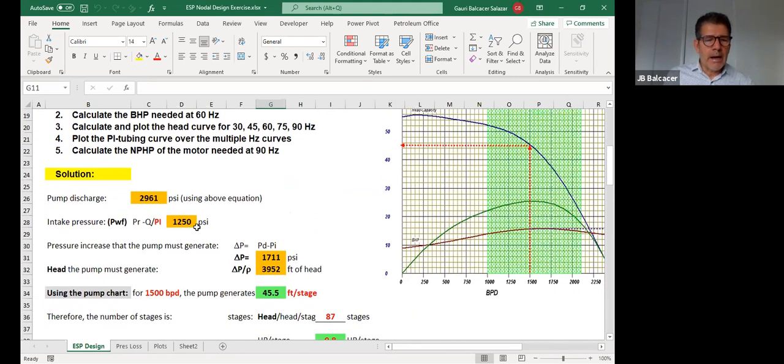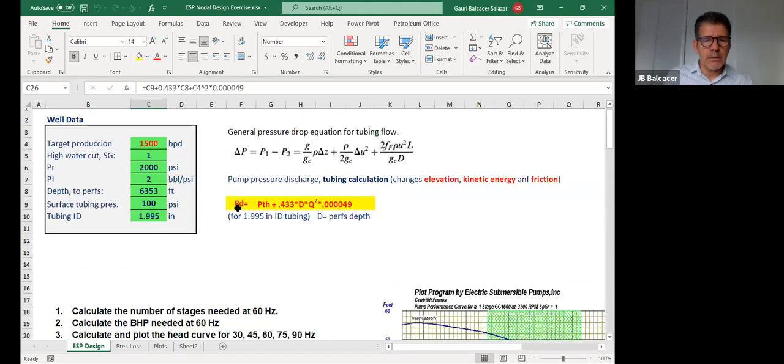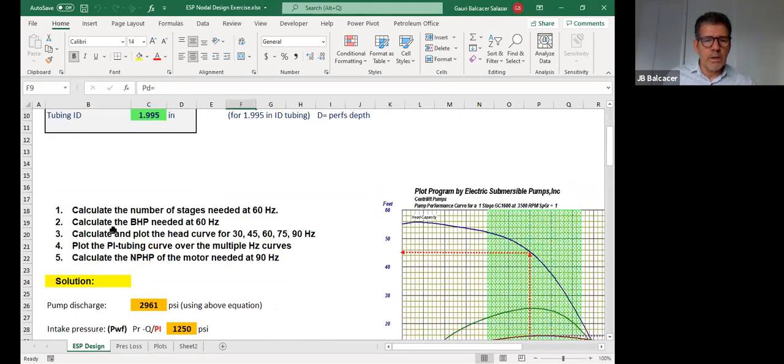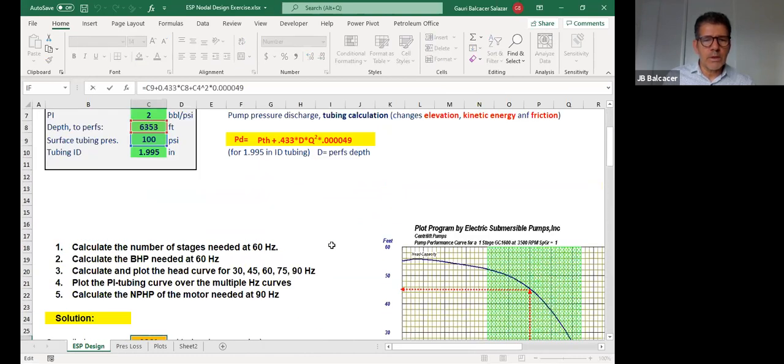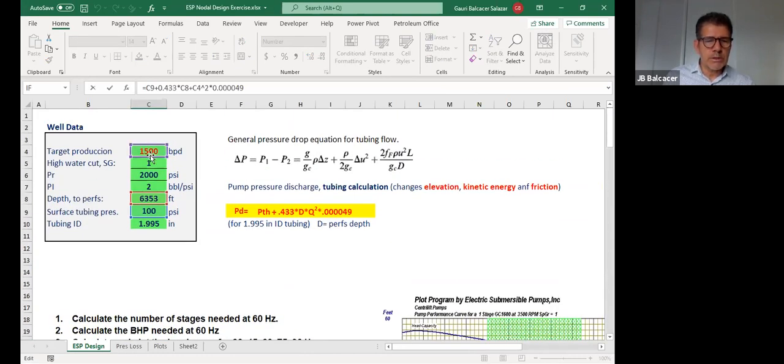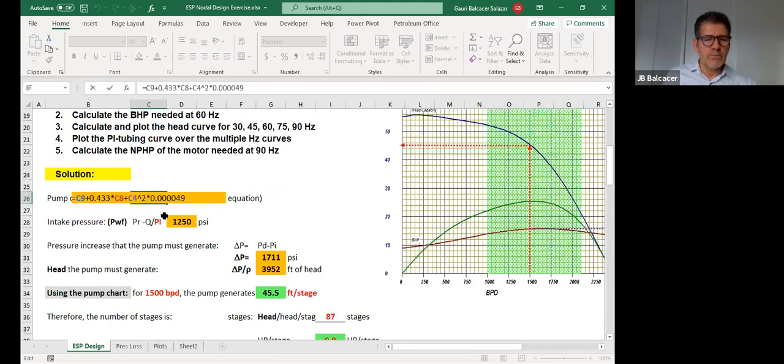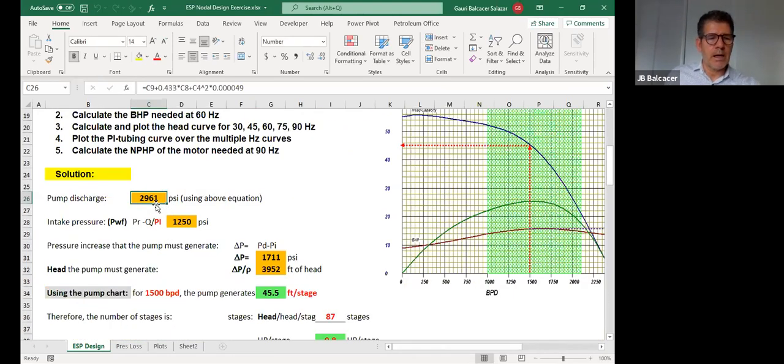So using the equation that we have right here, and using those terms, the production, the depth of the perforation, and the surface tubing pressure, for that specific rate, we have the pump discharge right here.